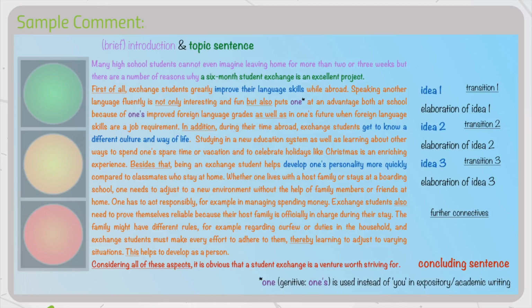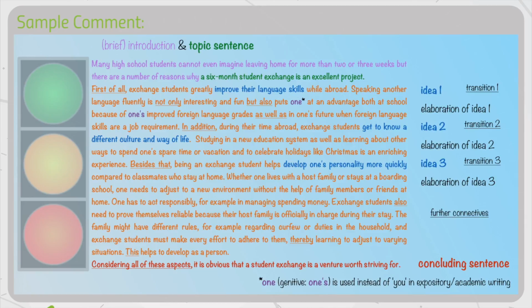So a mini intro leading to a topic sentence using formal language could read: "Many high school students cannot even imagine leaving home for more than 2 or 3 weeks, but there are a number of reasons why a 6-month student exchange is an excellent project." Then comes the yellow light, as you know from the previous video.